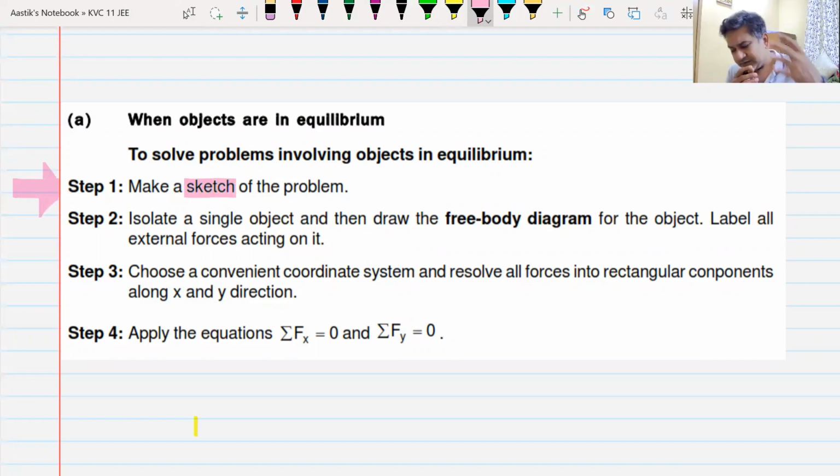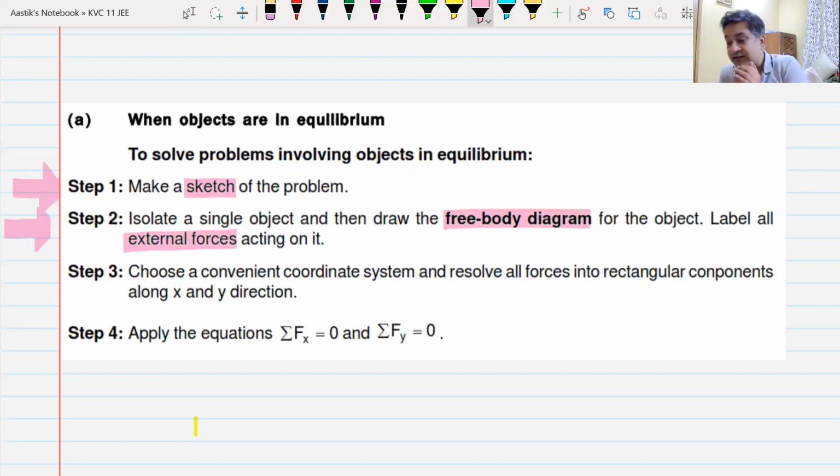The first step is the sketch. You don't have to draw this sketch because it is already there in the question. Probably the question will have that sketch. So the first one you may not draw, but the second one is the most important one: isolate a single body and draw the free body diagram. You must label all the forces acting on it.